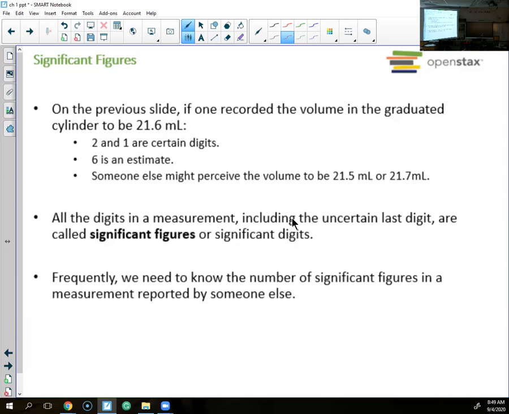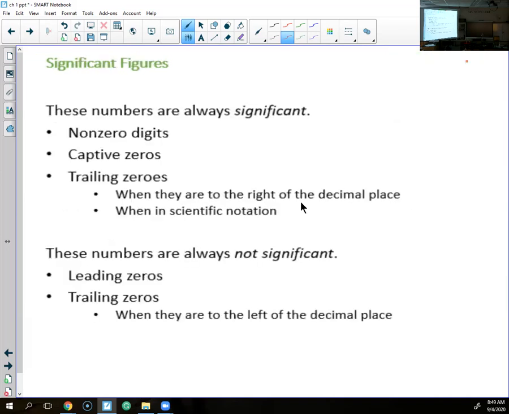Frequently, we need to know the number of sig figs in a measurement reported by someone else. So this is important: how to figure out how many significant figures are in a reported number. Non-zero digits are always significant. So let's say I have 123.567. Since all of these are not the number 0, we would say this has 6 significant figures. Fair enough?